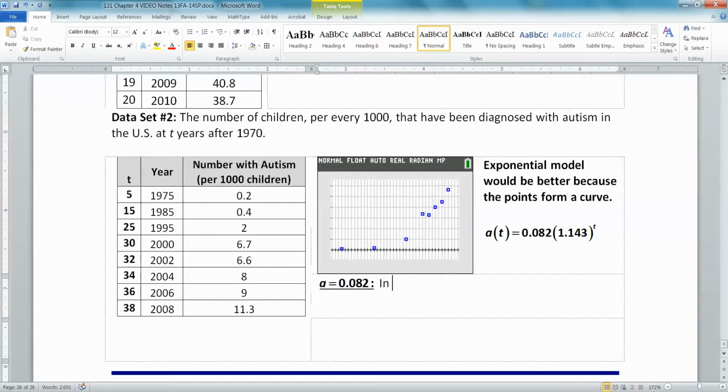So we'd say in 1970, the autism rate in the U.S., here, let's put it this way, the number of children per every 1,000 diagnosed with autism was 0.082, which is very, very small. Think about what you're saying. Saying you have 0.08 kids in 1,000. So to really actually see children with autism, you'd have to start talking about 1,000,000 children or something like that.